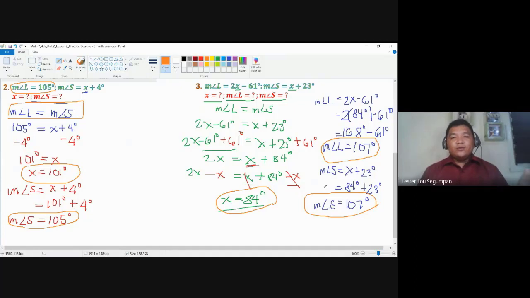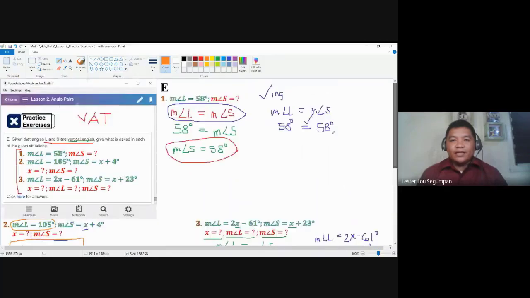Before we end this video, I would like to remind you, if I talk about vertical angles, they are just congruent or they have the same measurement. So simply equate them and solve for the unknown if there are unknowns. So you may try to review this video. This is the last video for lesson number 2.